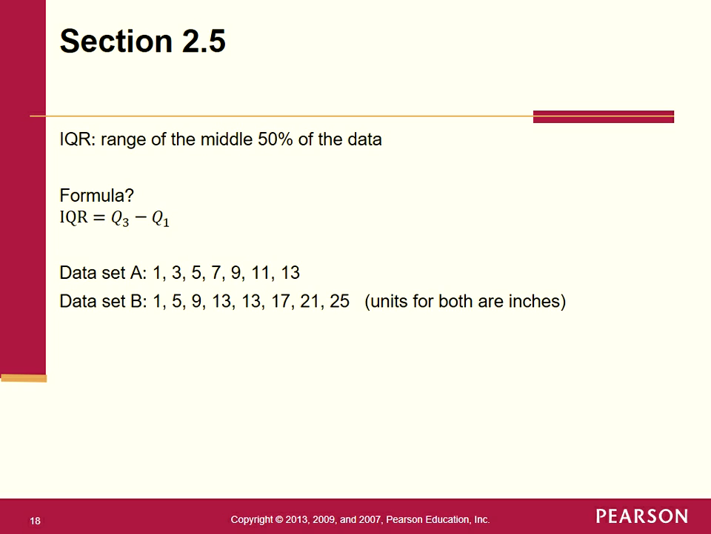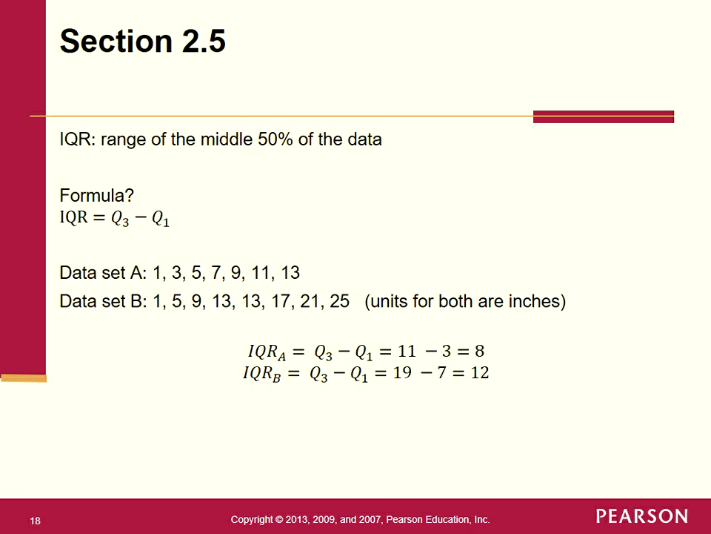That's all it is. So there's our two data sets again. If you took a look at data set A, you're going to find that for Q3 it's 11, and for Q1 it's 3. You subtract those two, you get 8. So we know that the middle 50% of the data spans 8 units. For data set B, I think it would be 19 and 7. So we know that the middle 50% of the data spans 12 units.